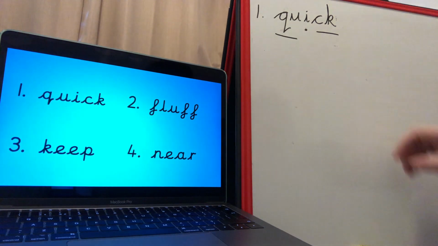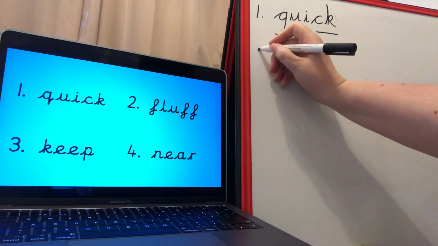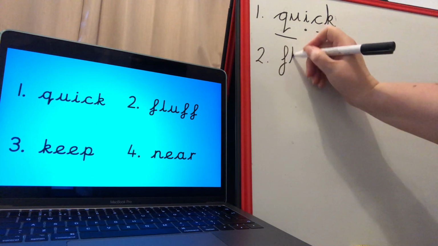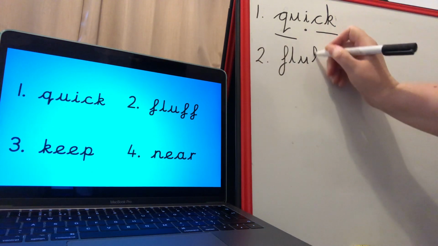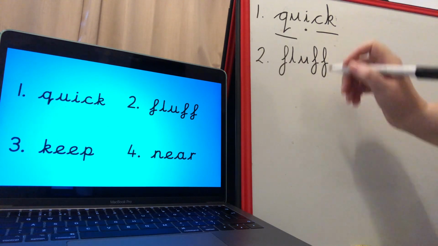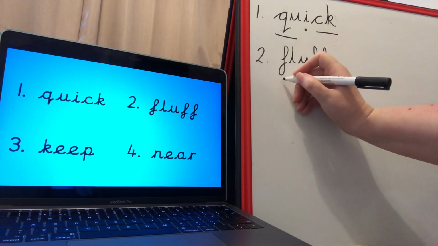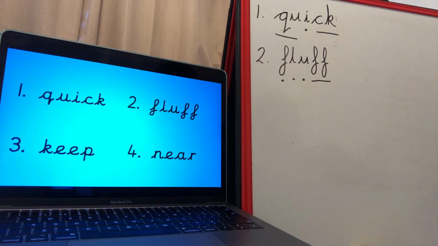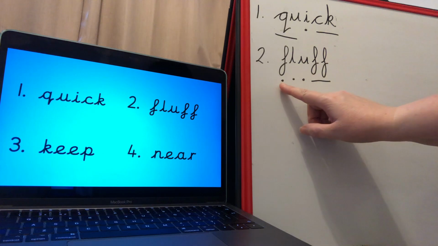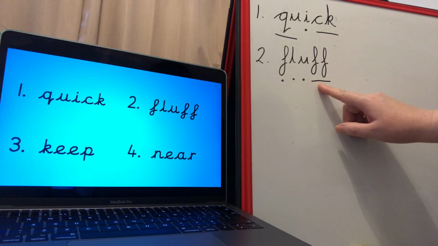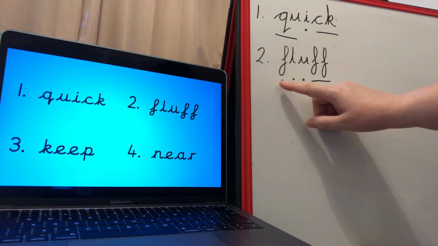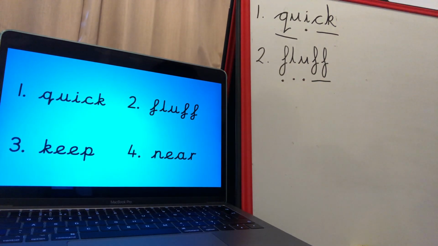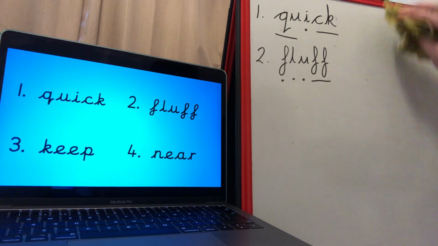quick. I'm going to have a go at number 2 now. Again, I'm going to write it first. You can write it on a board or on some paper. I'm going to zip my digraph and button the other graphemes, and then I'm going to segment and blend it. Can you do this one with me? Say it with me. Fluff. Fluff.